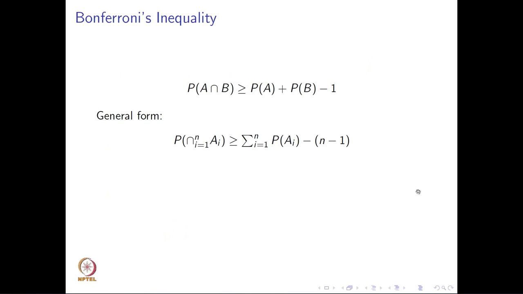Having covered some of the very basics of probability, in the next few slides we look at some rules which allow us to estimate probability values. The first thing we look at is known as the Bonferroni Inequality. According to this inequality, probability of A intersection B is greater than or equal to probability of A plus probability of B minus 1. The general form of this inequality is also listed.